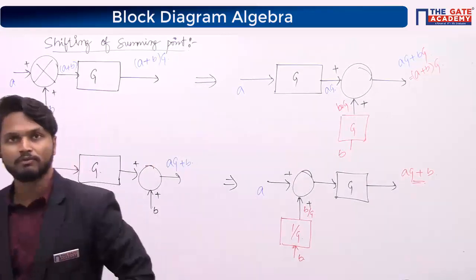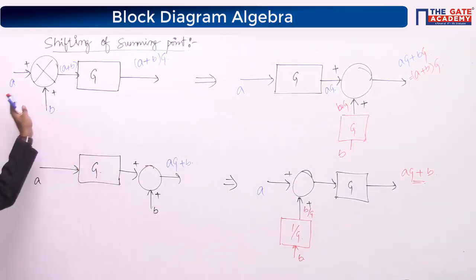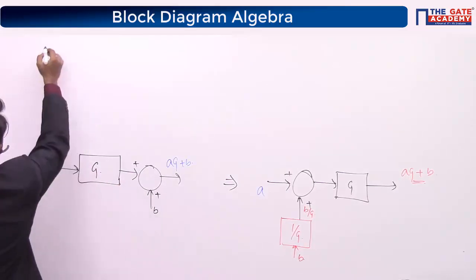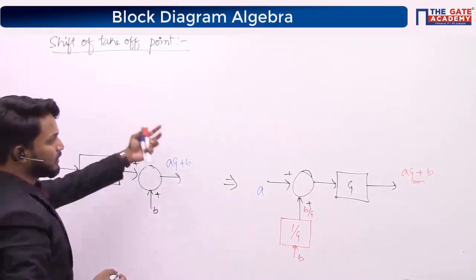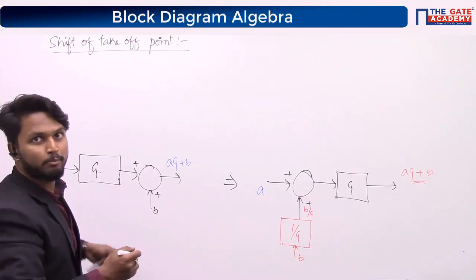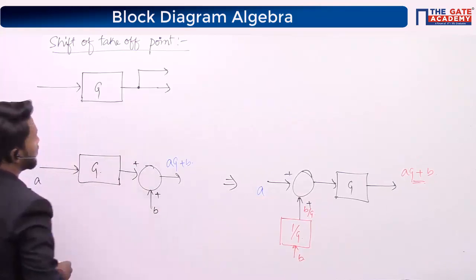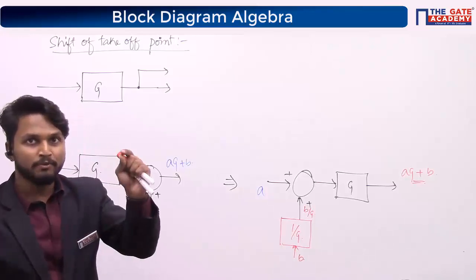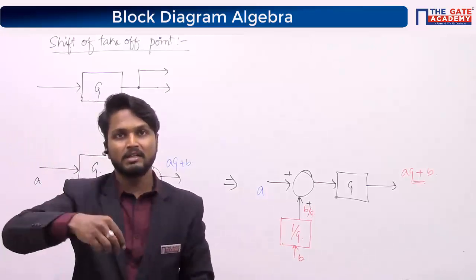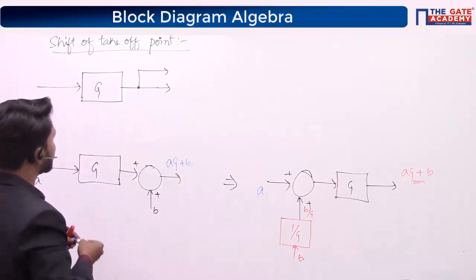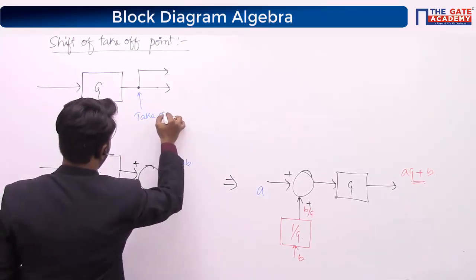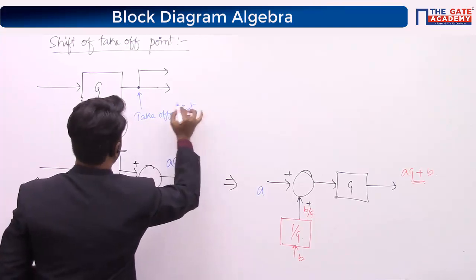We'll go for shift of takeoff points. Can I erase this top one? Right. So the next one is shift of takeoff point. So let us say we have a takeoff point like this, right? This is what is called a takeoff point, the point from where you're tapping and taking the signal. So that is called a takeoff point.